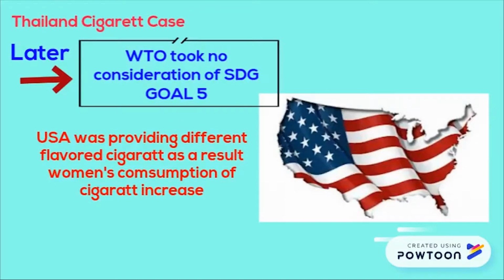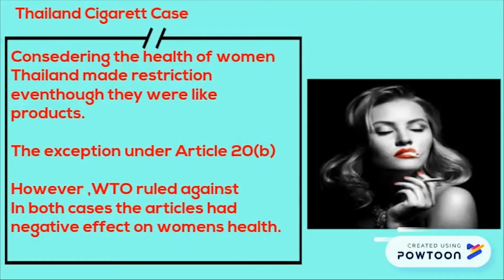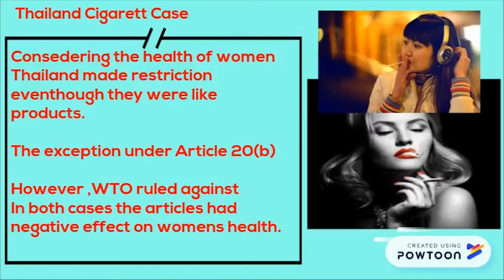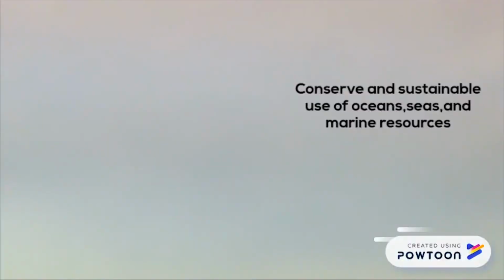The USA was providing different flavor cigarettes. As a result, women's consumption of cigarettes increased. Considering the health of women, Thailand made the restriction. Even though they were like products, there was the exception under Article 20B. But because of WTO, SDG goal number 5 cannot be achieved. In both cases, we saw this article had a negative effect on women's health.